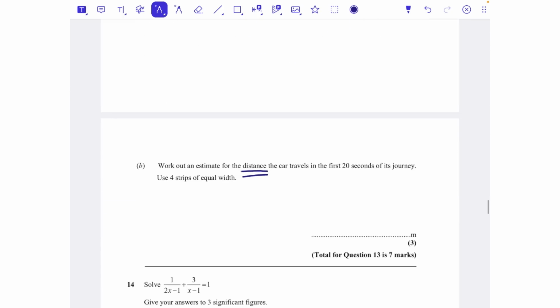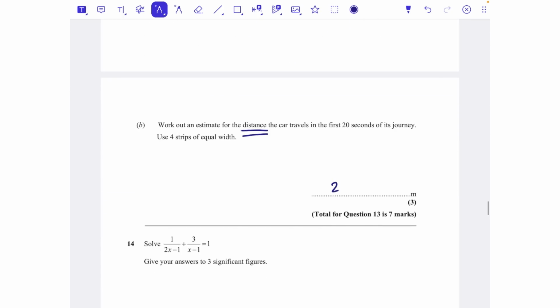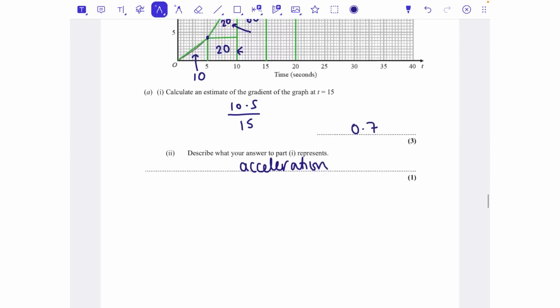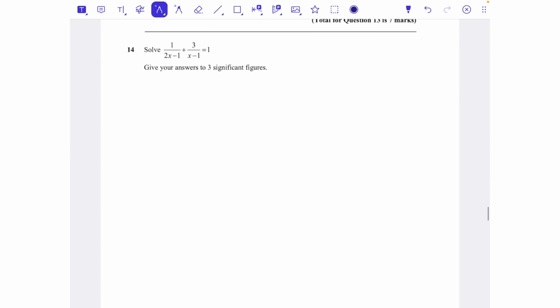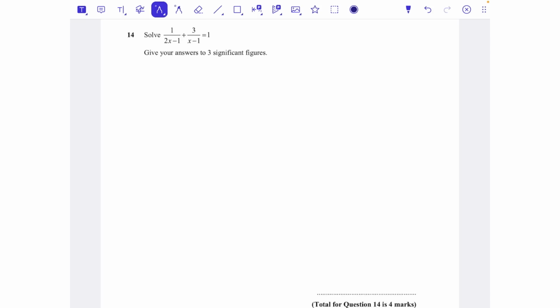So we would say that the car has travelled 220 metres, and all my working's up there on the graph, so that's okay. You could copy it down if you really wanted to, but the examiner would see that, so that's fine. Question number 14. Solving this equation, give your answers to 3 significant figures.